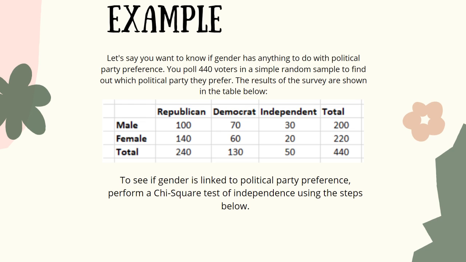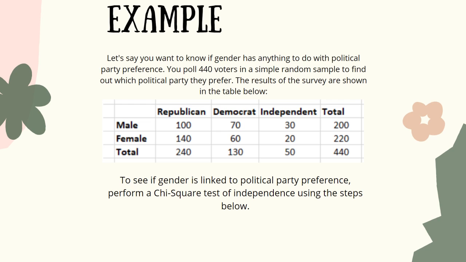Let's say you want to know if gender has anything to do with political party preferences. You poll 4,400 voters in a simple random sample to find out which political party they prefer. The results of the survey are shown in the table below. You can look at the table. There's Republican, Democrat, Independent, and the total. There is also male, female, and total.